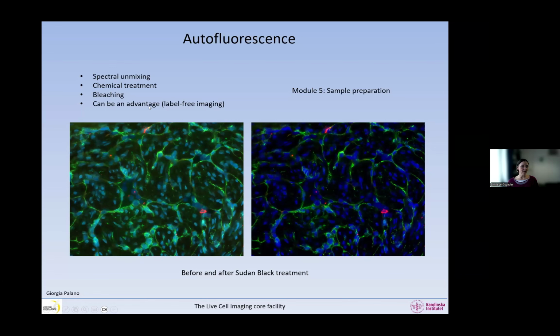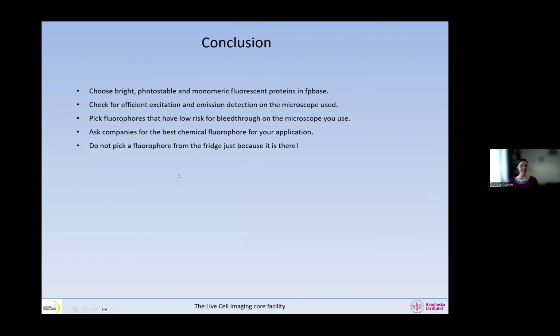And in some ways, sometimes it can be an advantage because you can see your fluorophore without labeling it. So you can get label-free imaging with autofluorescence, and you should think about it in that way, that maybe you can find an advantage to it. So all this we will deal with in the sample preparation module. And here you can see an example of heart tissue treated or not treated with Sudan black to remove the autofluorescence of lipofuscin.